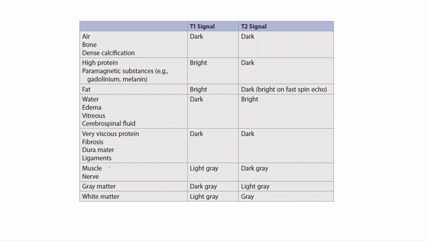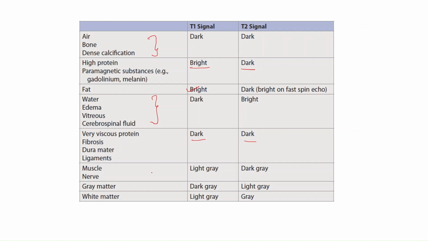So air, bone and dense calcification, all three you cannot differentiate. They all look dark in both T1 and T2 weighted images. Whereas high protein containing substances like contrast and melanin appear very bright to begin with and become hypointense during T2. Fat is bright in T1 signal and dark in T2. Anything that contains a lot of water will be dark in T1 and bright in T2. Viscous protein, fibrosis, dura mater and ligaments appear dark in both T1 and T2.